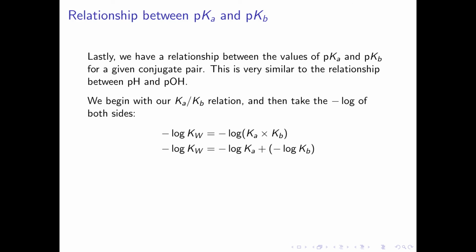We now apply our product rule for logarithms on the right-hand side, and we get negative log of Kw is equal to negative log of Ka plus negative log of Kb. But we now know what each of those terms represents, and we get pKw is equal to pKa plus pKb. This is a general relationship. Recall that at 25 degrees Celsius, pKw is equal to 14, and so we have 14 is equal to pKa plus pKb.